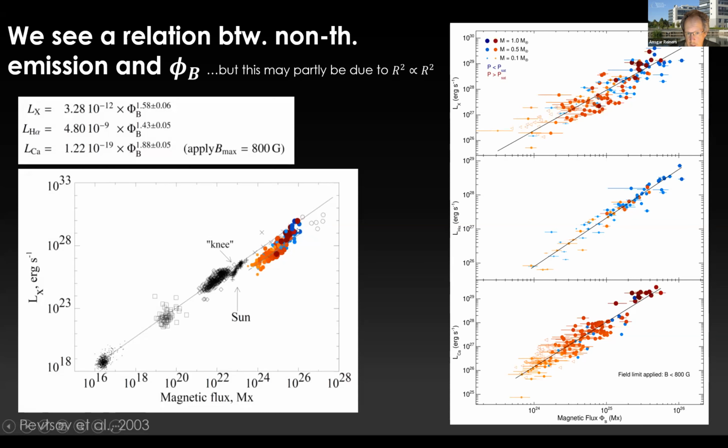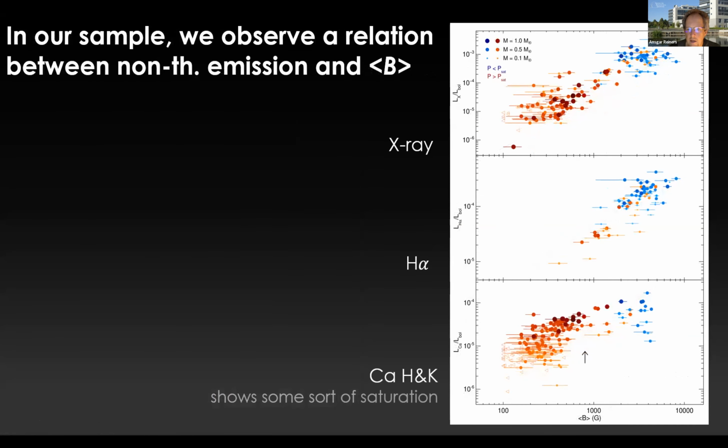Okay, and that's what I mean by, okay, lots of this, the general trend probably can be explained by R square, but there's more to this. And we can now ask the question whether the specific emission, so the luminosity normalized by the radius, or even by the temperature, by the bolometric luminosity, is proportional in some way to the magnetic field strength, or to the field density. And this is what we've done here.